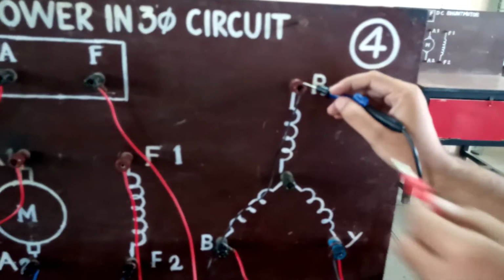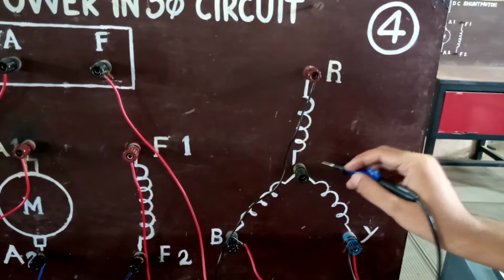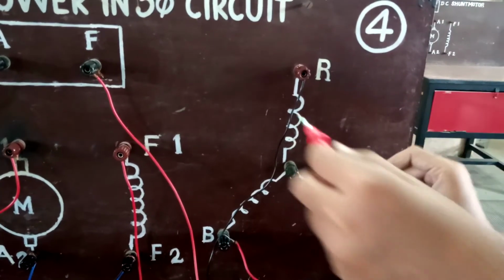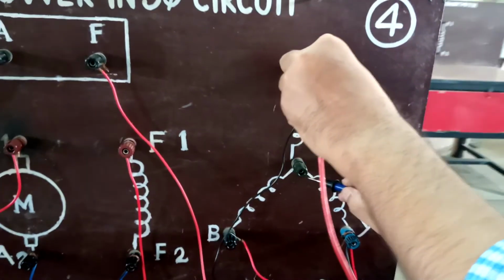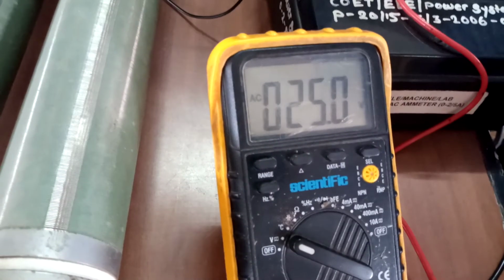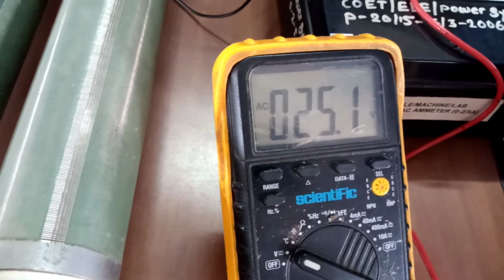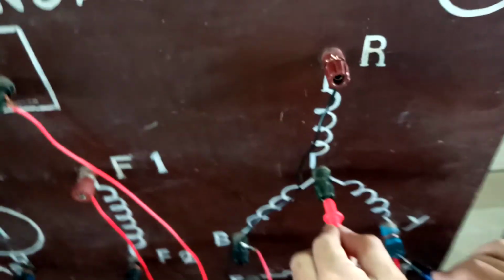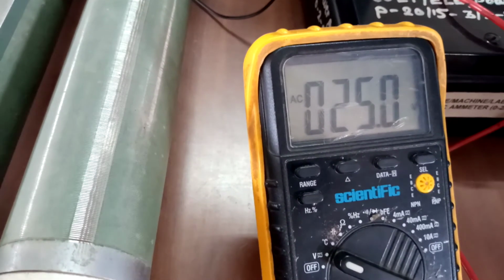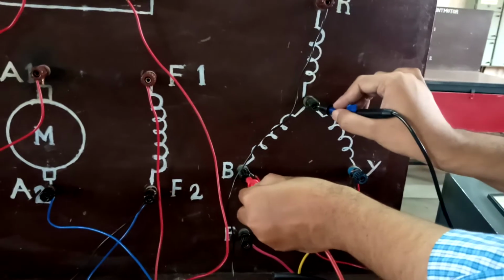Now we'll record the voltage between R and neutral point. Okay, this is the neutral point of the synchronous alternator. So you can see now we'll get the voltage. The voltage between R and neutral is 25 volt. Similarly, we'll record the voltage between Y and neutral, and again it is 25 volt, and the voltage between B and neutral point, it is 25 volt.